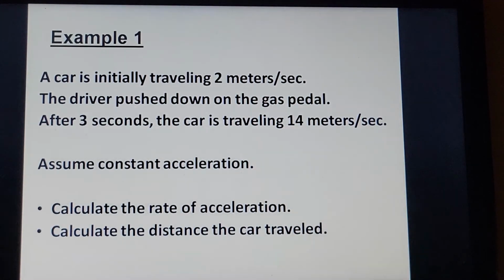Okay, let's do a few examples, and hopefully example problems will help you to learn how to solve them. First example: a car is initially traveling 2 meters per second. Driver pushes down on the gas pedal, and 3 seconds later, he's going 14 meters per second. We're going to assume constant acceleration during this 3-second period, and that's enough information to calculate the rate of acceleration and the distance the car traveled, or we should probably refer to that as the displacement of the car.